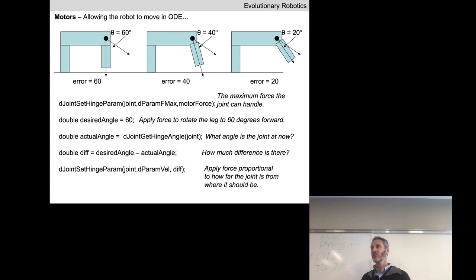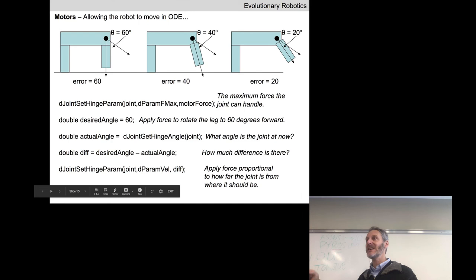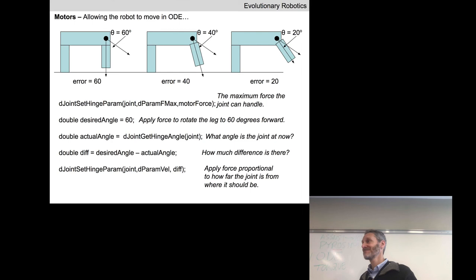Forces in the opposite direction, right? So 60 minus 70 is minus 10. It's going to apply rotational force in the other direction. Doesn't that cause vibrations if it's constantly correcting? Is this never going to exactly reach the angle that it wants? Absolutely, it's going to cause it to vibrate.